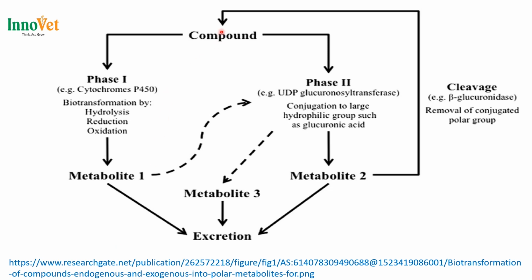A compound or a drug can undergo a phase 1 reaction, where it will undergo hydrolysis, reduction, or oxidation to form metabolite 1. If this metabolite 1 is polar and water soluble, it will undergo excretion directly. But if it is non-polar and lipid soluble, it will undergo phase 2 reactions, the conjugation reactions, and form metabolite 2. If this metabolite 2 is not needed by the body, it will be excreted. But if it is still needed, it will undergo cleavage and go back into plasma.